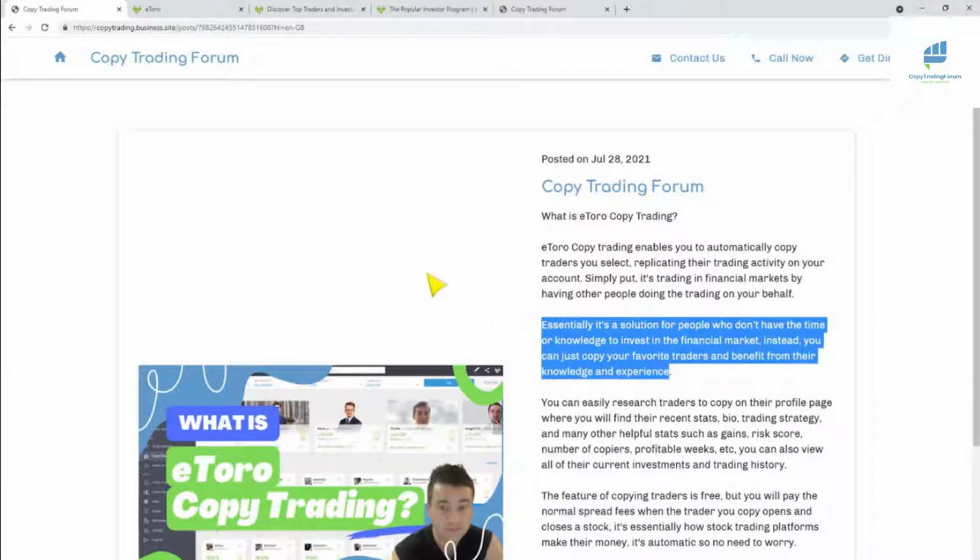So, this is how I got into trading last March in 2020. I started off by copy trading, because I didn't have any knowledge about trading stocks. I just didn't know anything about the stock market, but I've learned a lot since then. I actually do my own trading now. I do day trading and swing trading, but I still use eToro copy trading to copy popular investors.